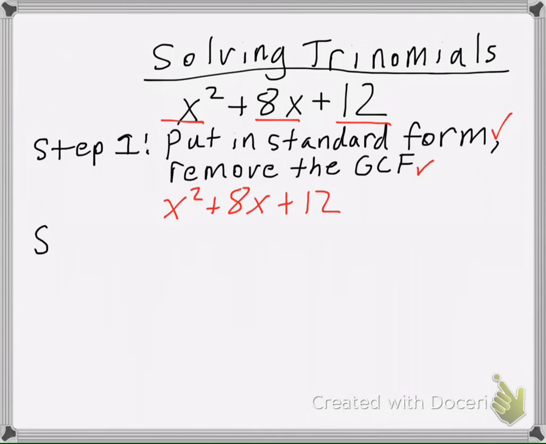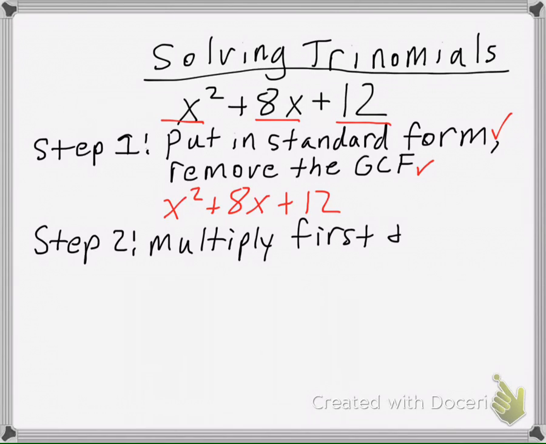All right, then we move on to step 2. And step 2 is to multiply the first and last term. So when I multiply the first and last term, I'm talking about the coefficient here and the constant here. So I multiply those two numbers together. So I multiply 1 times 12, and I get 12.